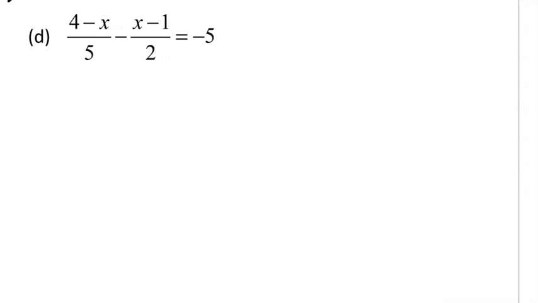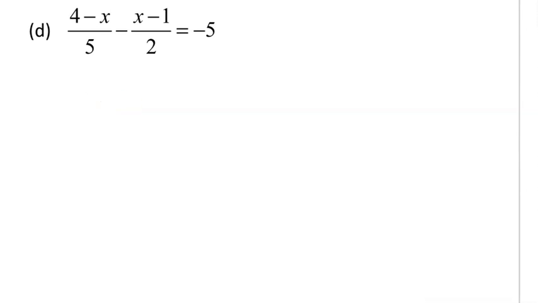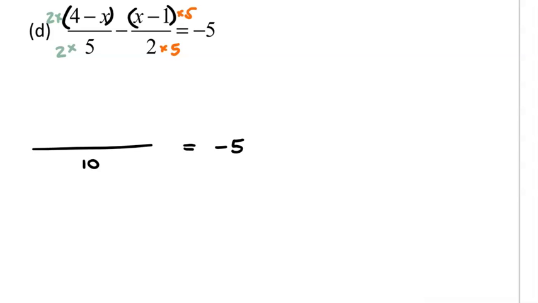Going back to my black pen. Okay, we need brackets around these because we're going to have a common denominator. And looking at those numbers, our common denominator is going to be 10. To achieve that, we need to multiply the top and bottom of this times 2, and the top and bottom of the second one times 5. But minus 5 on the right-hand side is still just waiting to join in.